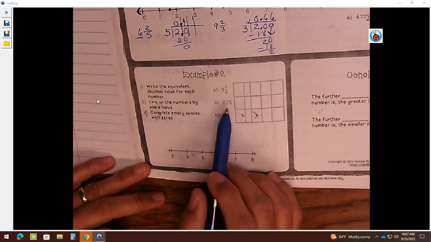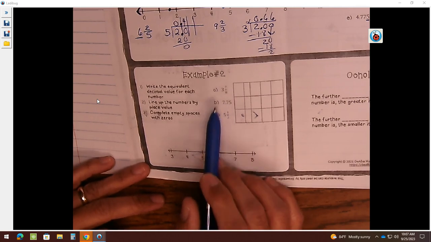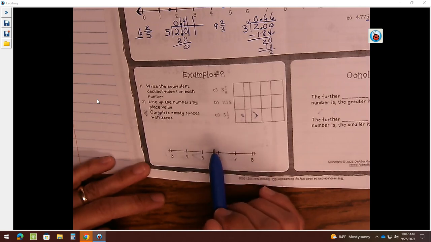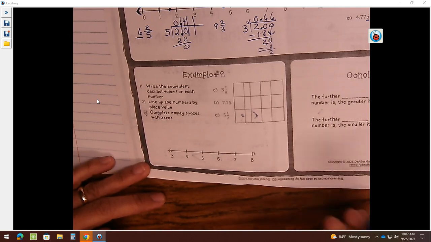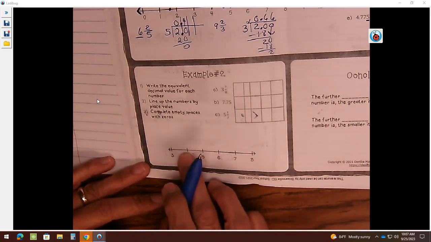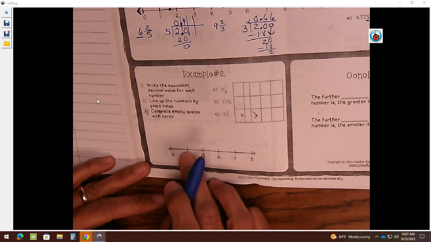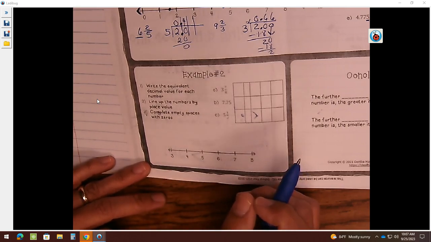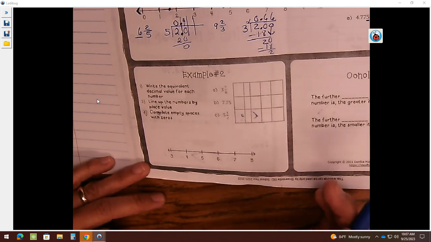So which ones are you going to change to decimal? Point A and point who? C. Why not point B? It's already money. Once you change them, you're going to graph them on the number line. Are you going to leave it open or fill it in? Fill it in. Later on, it's going to be open.